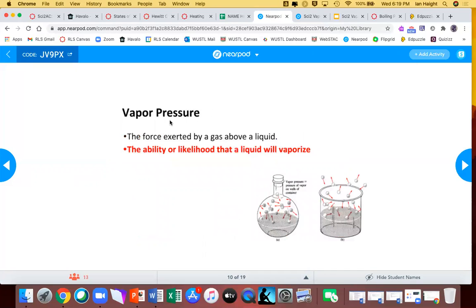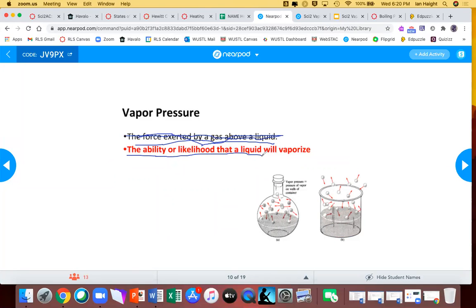So the next concept to understand is vapor pressure. This is a little tricky. The formal definition for it is a force that is exerted by a gas above a liquid. I find that super confusing, so don't worry too much about that definition. That's the scientific definition, but what I want you to think about is what I have in red here.